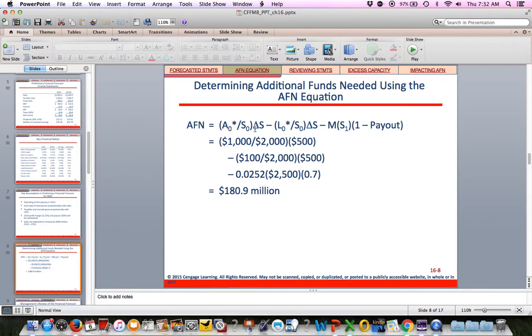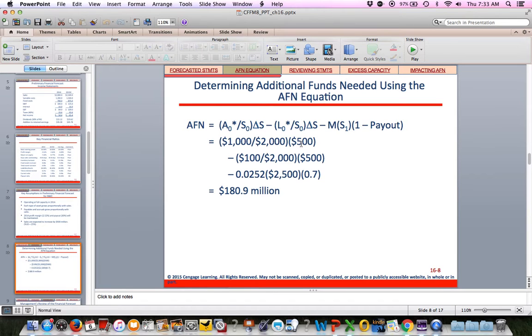So I'm looking at assets to sales multiplied by my change in sales, liabilities to sales multiplied by my change in sales, minus M, which is my profit margin, multiplied by sales next year, S1, multiplied by 1 minus the payout. Okay, and so what this is trying to help us figure out is as assets and liabilities grow, I should say, compared to my sales number.